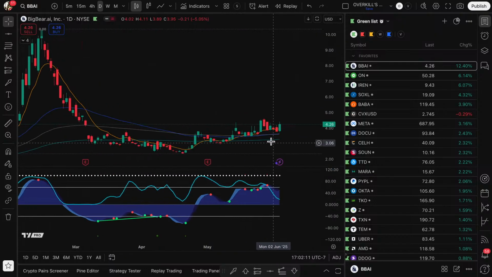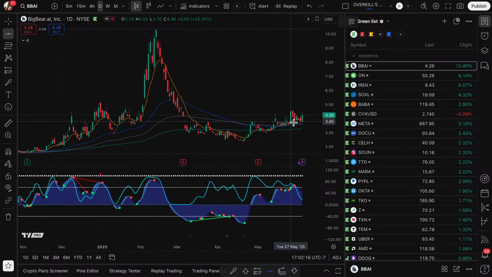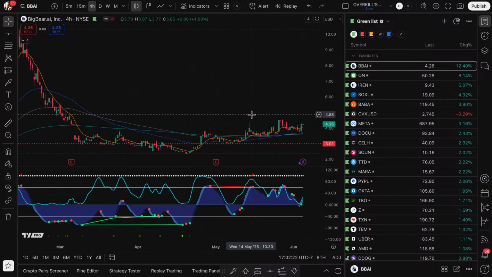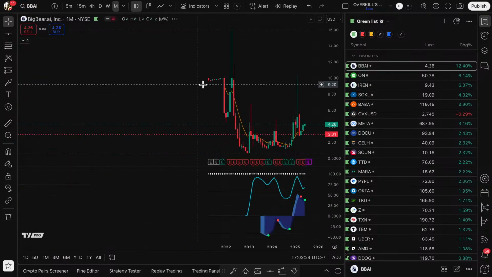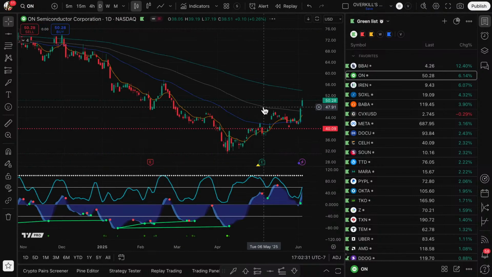BBAI. This one looks good. Okay, I like this one into the EMAs here. AI is heating up. I like BBAI as long as it can hold on to $3. Let's look at the 4 hour. 4 hours bouncing right on that EMA there. Yeah, BBAI looks solid. It's even got a monthly dot here. So I really like this one above $3. I don't see that one going lower than 3 here. Solid play there.